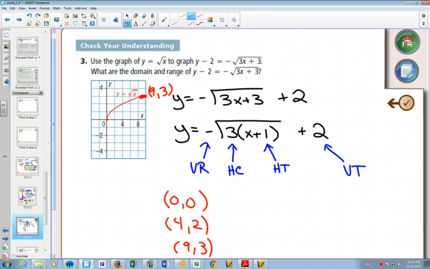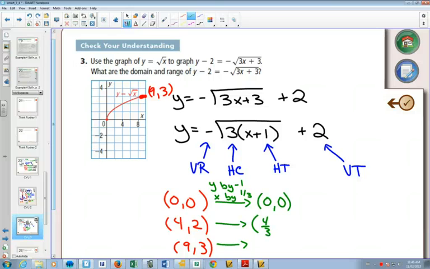Now you can do all your reflections and compressions going from left to right together and all your translations together. So if I do my reflections and compression together, the vertical reflection means I'm going to multiply my y by -1. The horizontal compression means I'm going to multiply x by 1/3. 0, 0 stays 0, 0. Again, here we're going to get the fraction, because when I multiply by 1/3, I get 4/3 and -2. And this one, when I multiply by 1/3, will give me 3, -3.